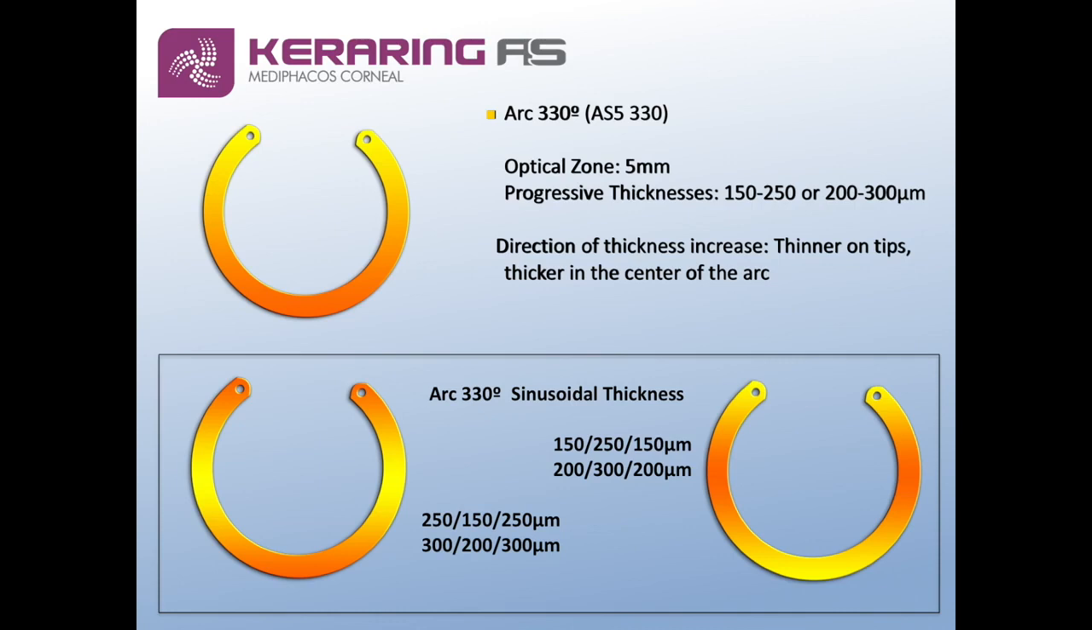The later version is the variable ring with sinusoidal thickness and an arc that is always at 330 degrees, in the versions of 150, 250, 150, or 200, 300, 200. It has a sinusoidal or inverted profile and can be thin at the tips and at the center of the arc and thick at the intermediate portions, or thick at the tips and center of the arc and thin at the intermediate portions. With this, we can see how the correction of nipple cone keratoconus with central ectasia has become a custom.